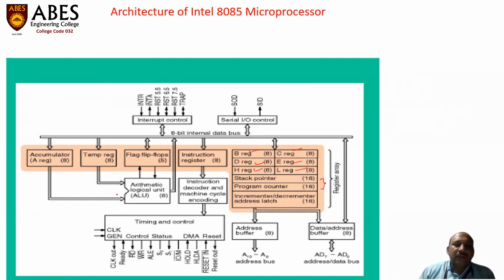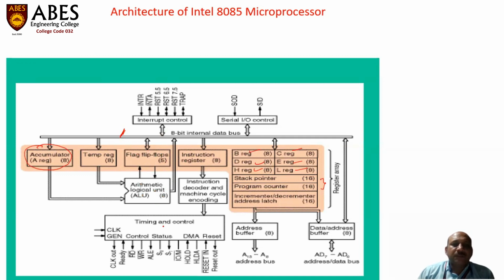If we talk about the ALU, the ALU is an area where we perform arithmetic as well as logical operations. So whenever we do any operation with two data, the first data must always be in the accumulator, and the second data can be taken from registers or can be taken from memory through this data bus.